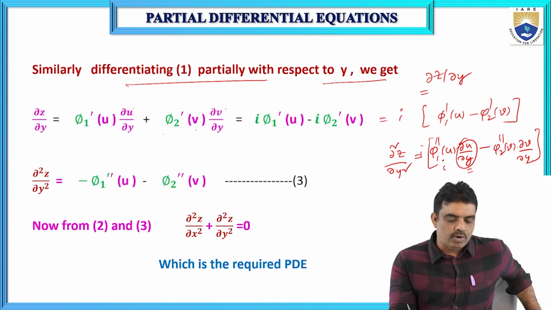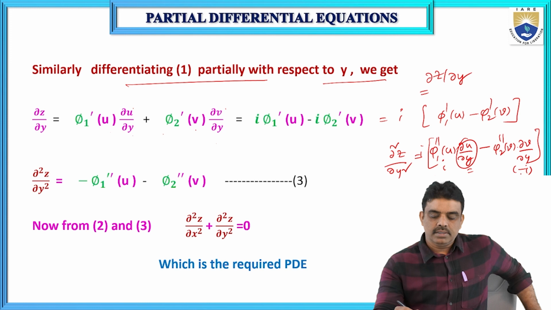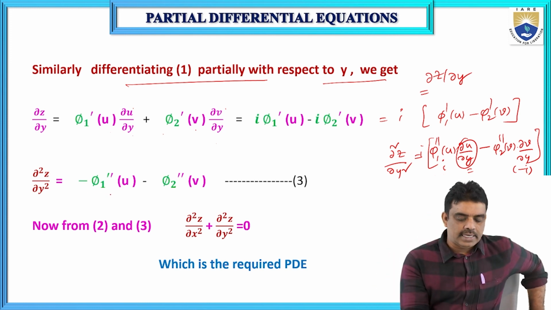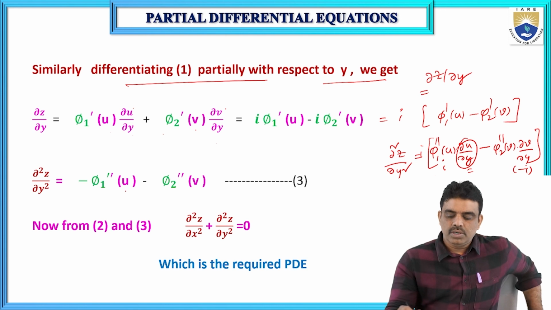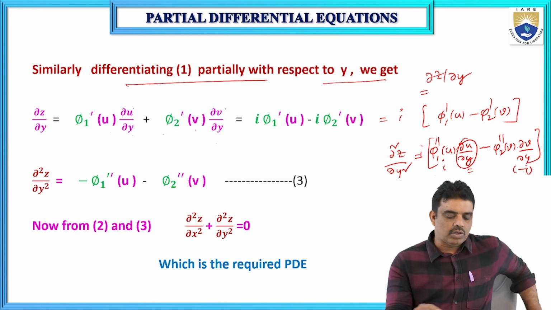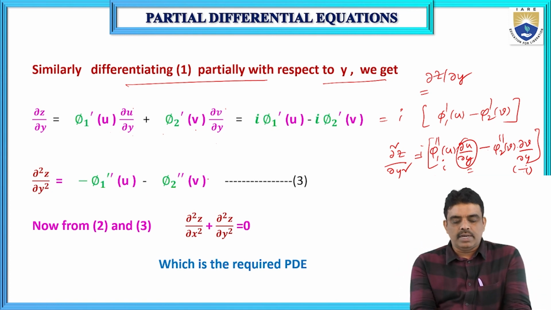And dou v by dou y is minus i. So on replacing, you'll get i into i square. I square means minus 1. So minus phi 1 double dash of u, and it is i into i, minus 1 plus 1, and minus, already there, minus phi 2 double dash of v.